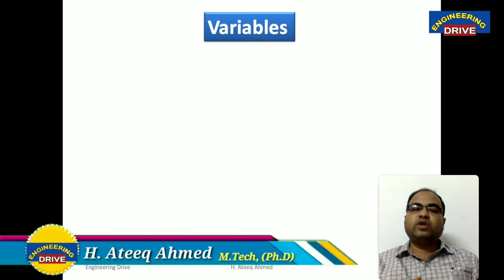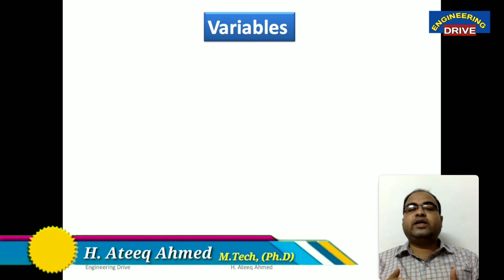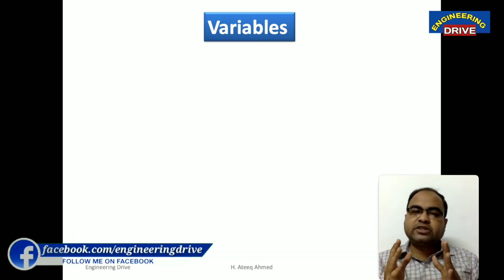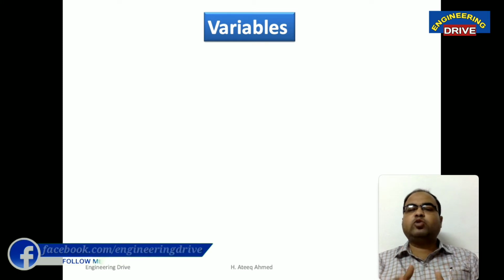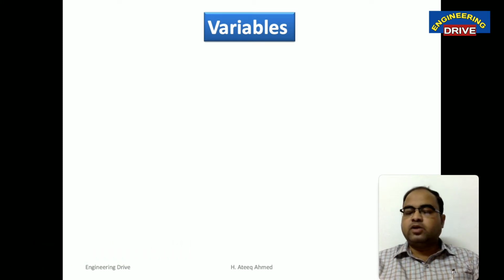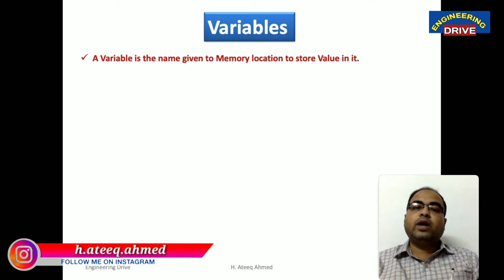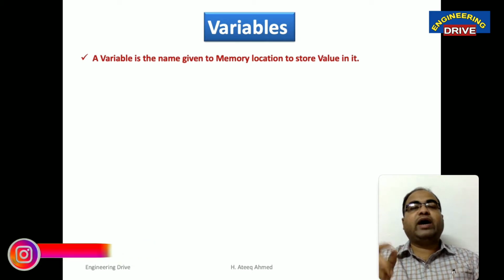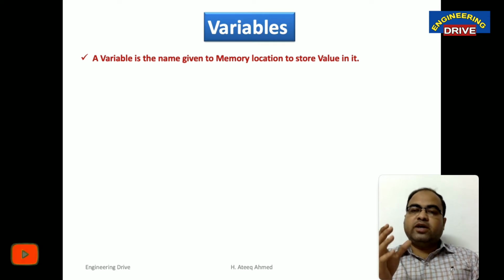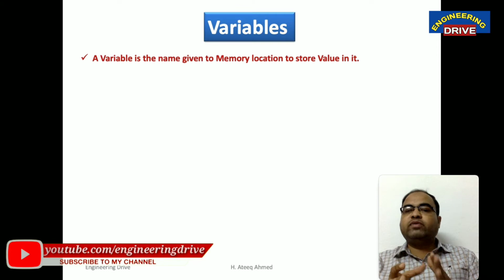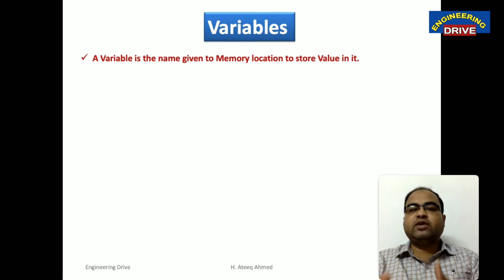Today I am going to discuss what variables are in our C program. So my dear students, let us discuss the concept of variables and try to understand how we can make use of variables in our C program. First of all, a variable is the name given to a memory location to store a value in it. By using variables we can store values, and those variables act as memory locations in our computer.